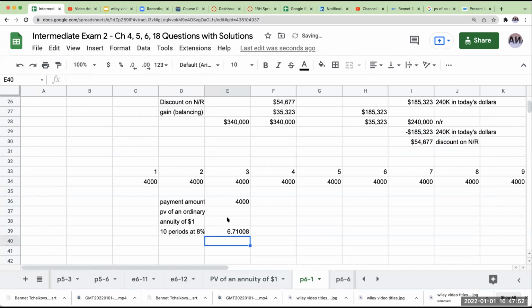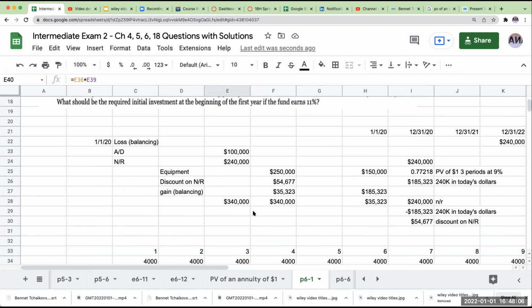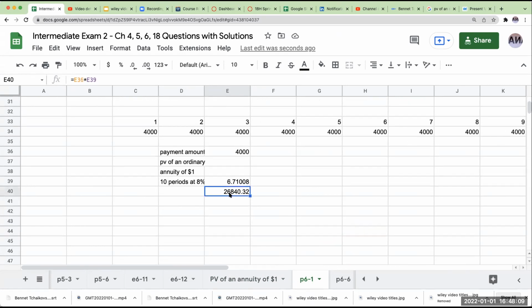So I'm going to take 4,000 and multiply that by 6.71008. I'm going to get 26,840.32. So how much should I record as the cost of the machine? It's going to be this amount right over here, 26,840.32. How would I actually record this transaction though?